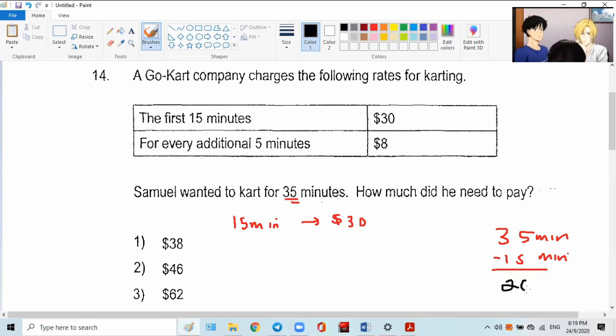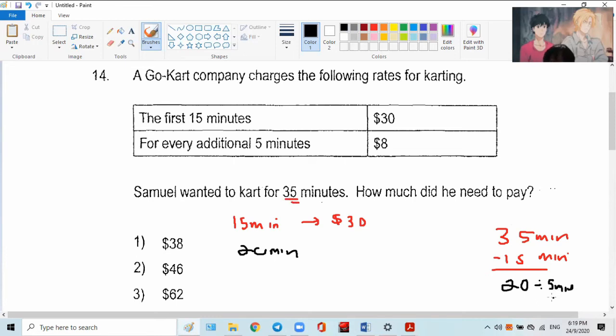So for this 20 minutes he will be paying how much? Every 5 minutes he pays $8. So 20 minutes divided by 5, how many sets of 5 minutes? It's 4 sets of 5 minutes. That means 4 sets of $8, because each set of 5 minutes you pay $8.